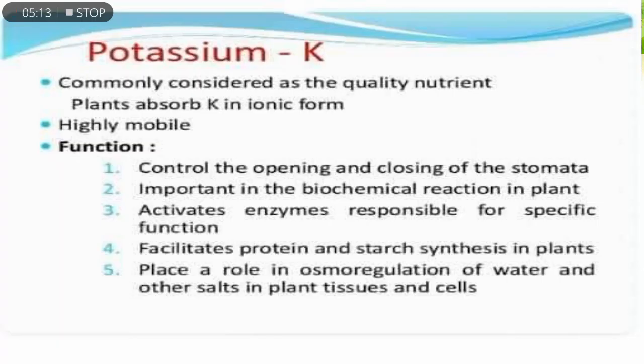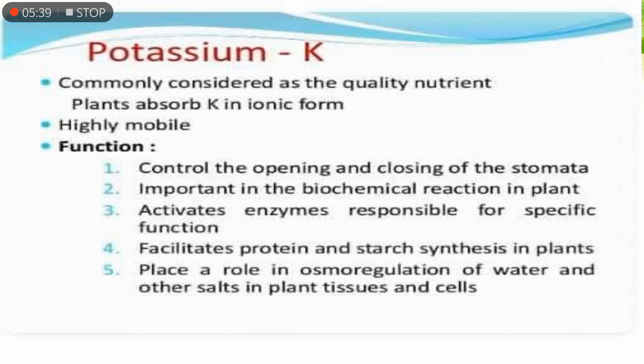Okay, now the second macronutrient we have is potassium. Potassium is also a primary macronutrient, commonly considered a quality nutrient. Plants absorb potassium in ionic form. It is highly mobile, also a mobile nutrient. The primary nutrients nitrogen, phosphorus, and potassium are all mobile nutrients.